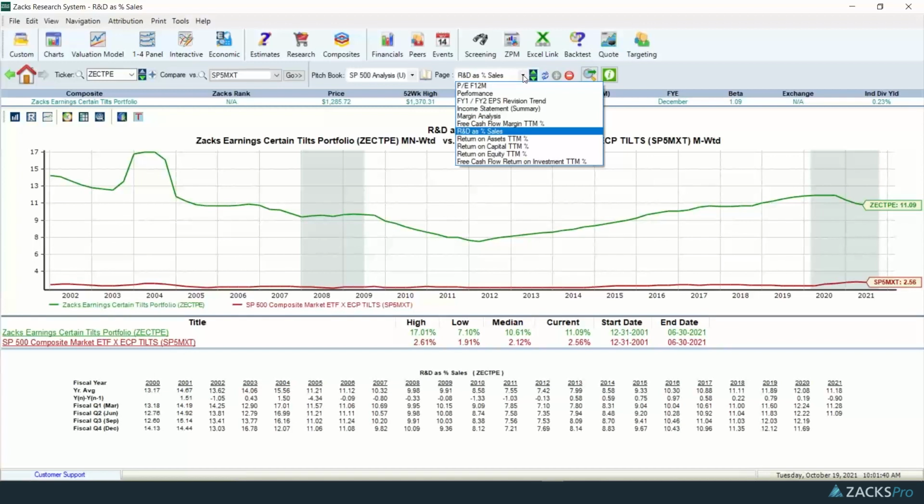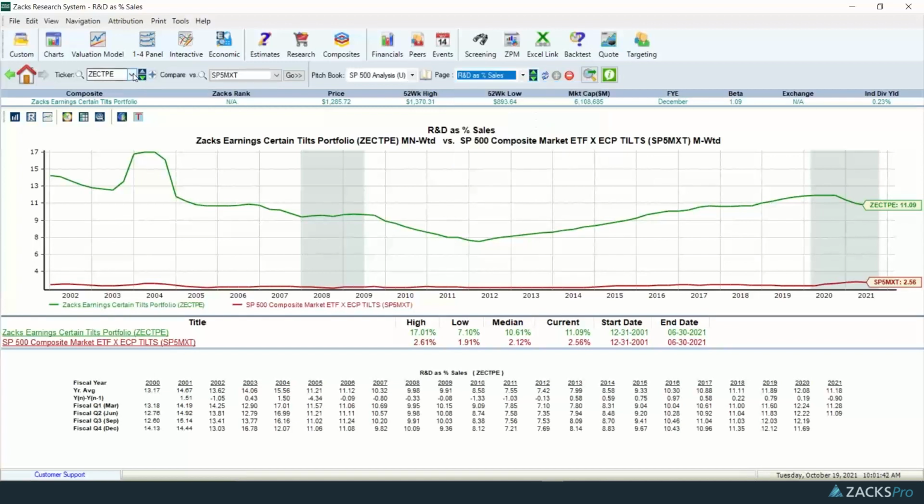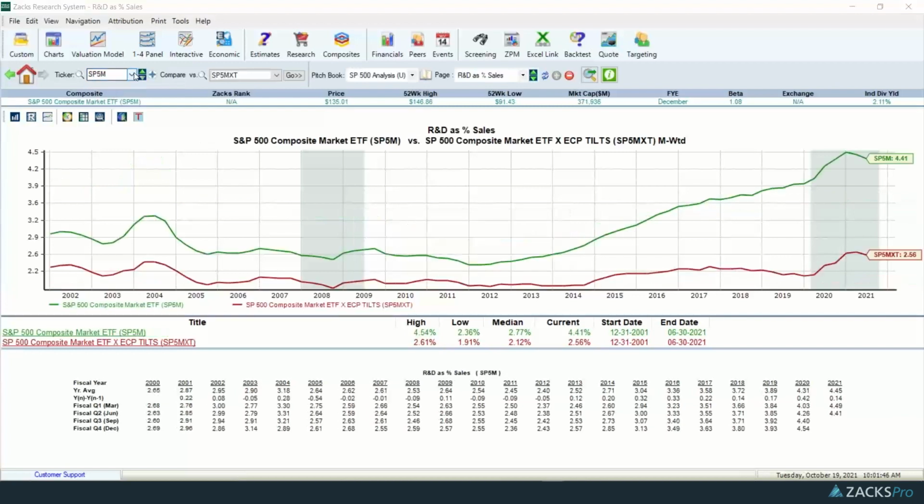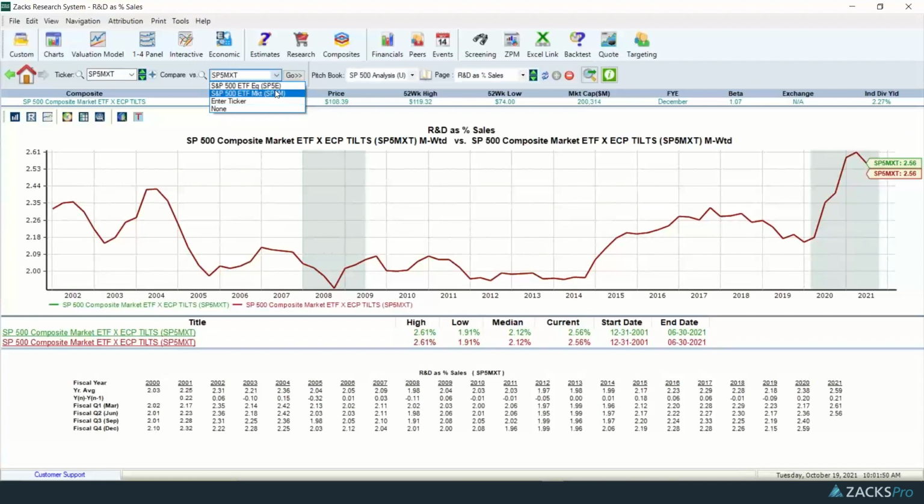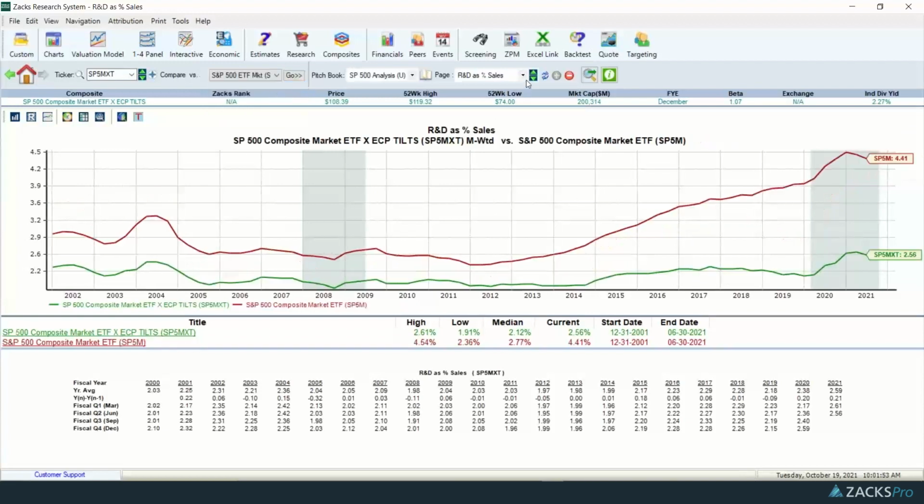When we start looking at the capital efficiency ratios, this is where things begin to get interesting. And I'm going to switch this around. I'm going to put the XTilts over here and put the S&P 500 here.